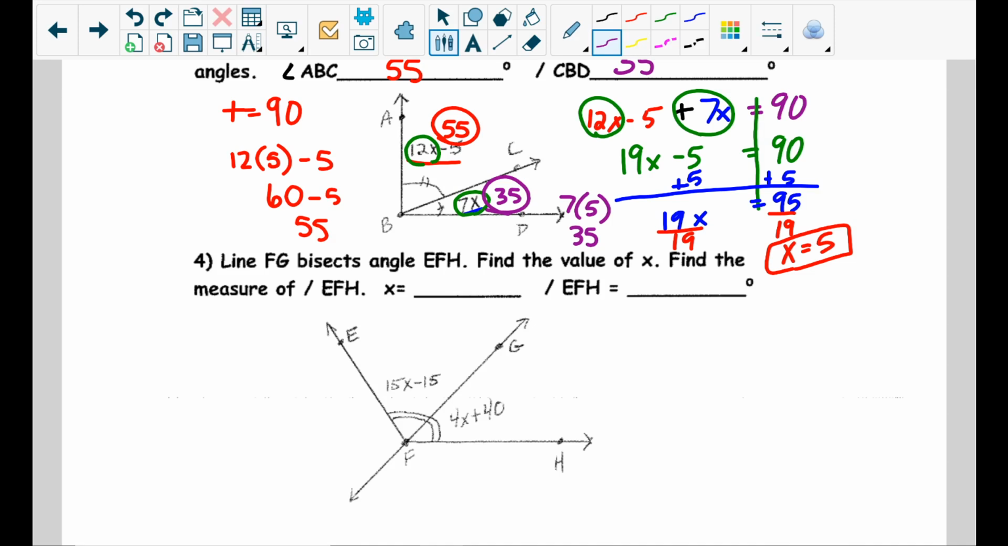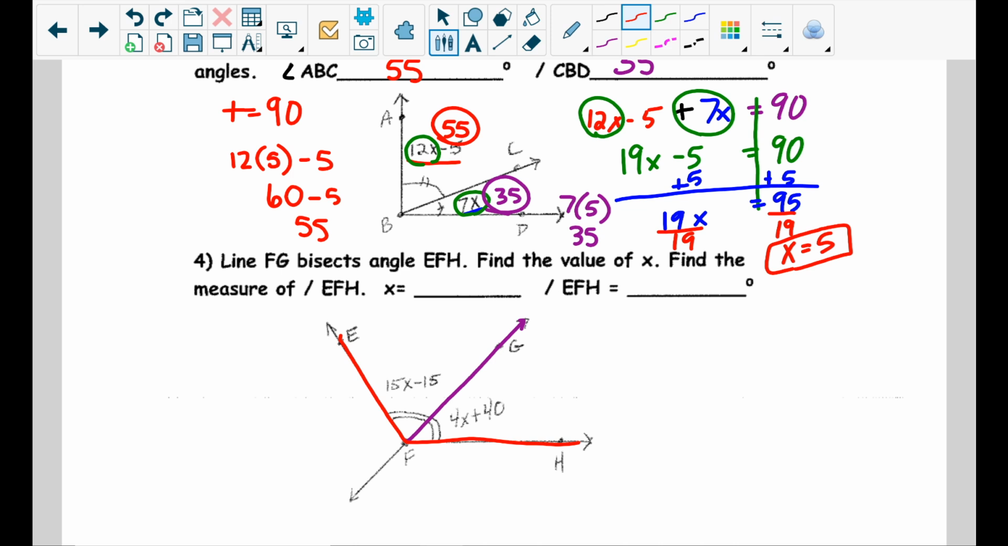Line FG. Well, here's line FG. Okay. Bisects angle EFH. So EFH bisected. So you can see here, see how they have double markings? That tells me that they're the same. I didn't even need this statement, but bisect tells me that they're the same. They're marked with two little arcs, double arcs. Okay. So find the value of x and find the measure of EFH.